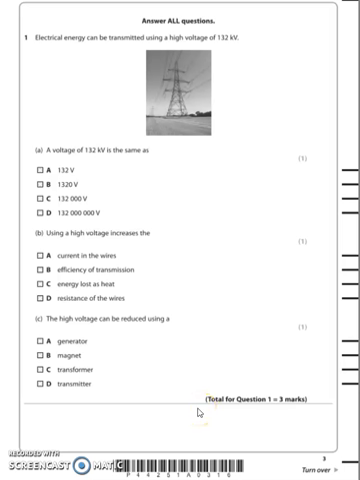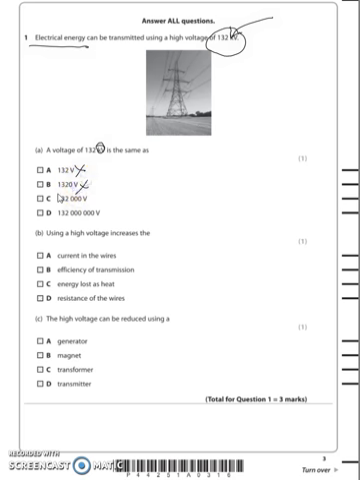This is January 2015, paper 2 and question number 1. So we've got electrical energy and it's transmitted using a high voltage of 132 kilovolts, right? So a voltage of 132 kilovolts is not the same as 132 because you've got that modifier of kilo there.